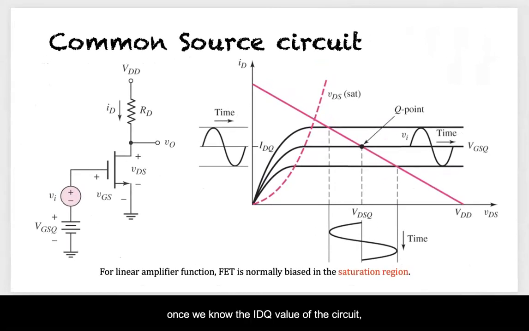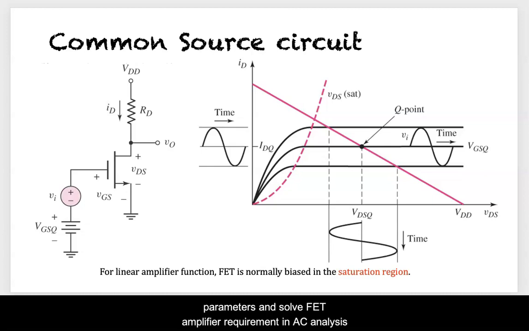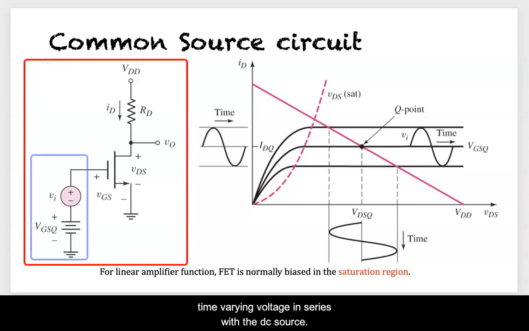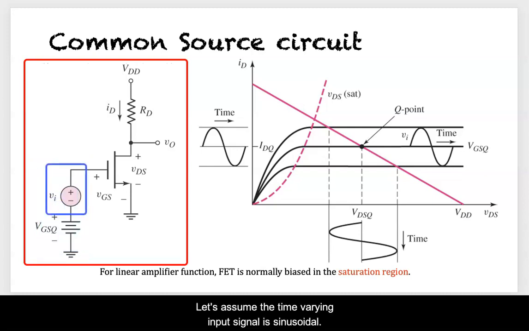Once we know the ID value of the circuit, we can now start our AC analysis. In this video, we will discuss how to find AC parameters and solve FET amplifier requirements in AC analysis. This figure shows the NMOS common source circuit with time-varying voltage in series with the DC source. Let's assume the time-varying input signal is sinusoidal.